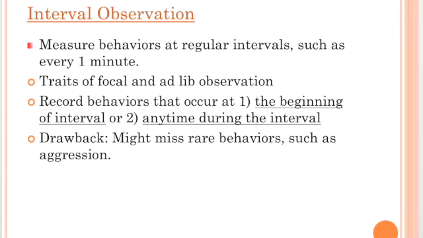One of the problems with interval observation is that if you're only marking at the beginning of an interval, you might miss some rare behaviors such as fights, such as threats. So that's why if you're looking for rare behaviors like aggression or play behavior in a group of animals that isn't showing a lot of play behavior, I might encourage you to do method number 2, which is to record behaviors that happen anytime during the interval rather than just at the beginning of the interval.